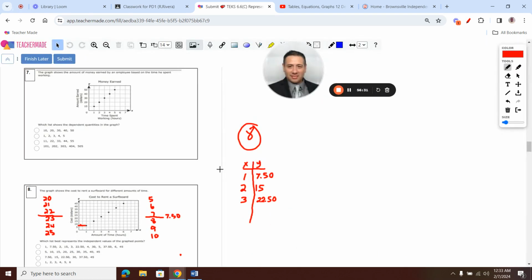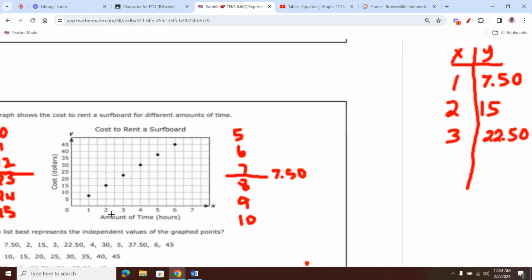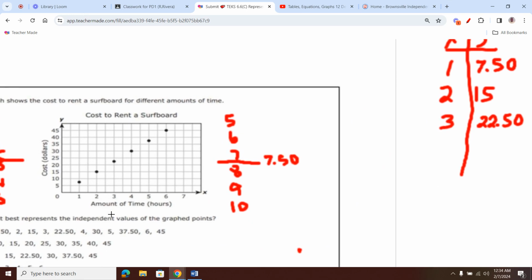So let's continue. Let me erase this. I made a mistake right there. Okay. Here we go. So let me zoom so you can see again. So I already did 3, 22.50. Now we have 4 with 30.